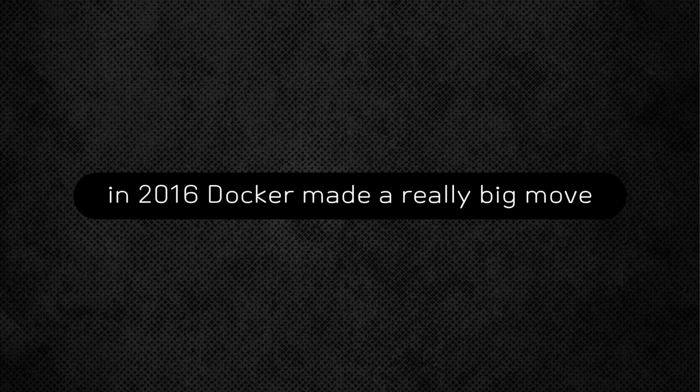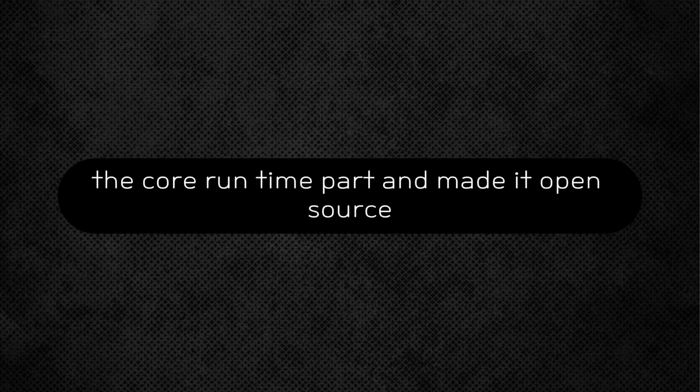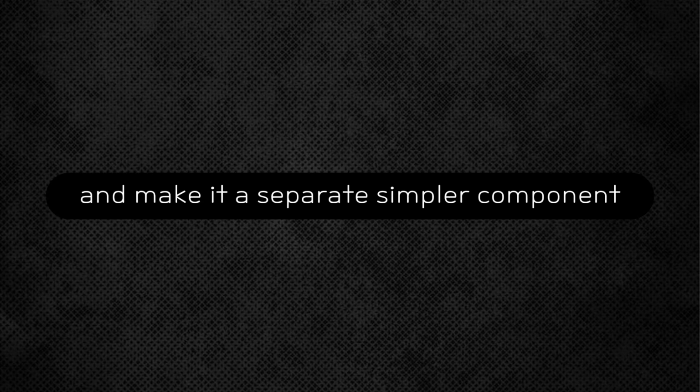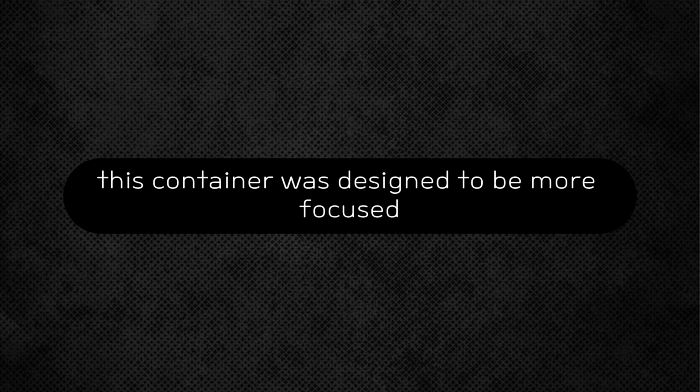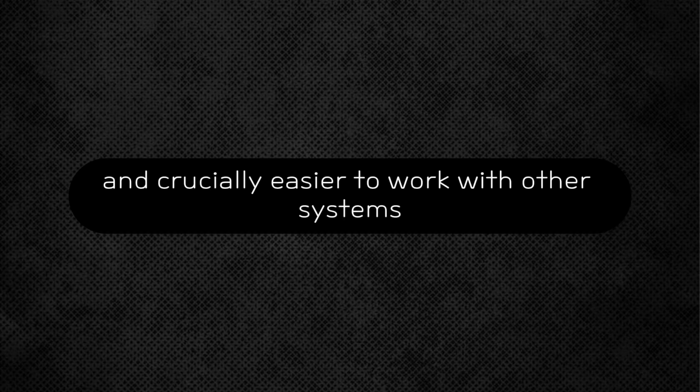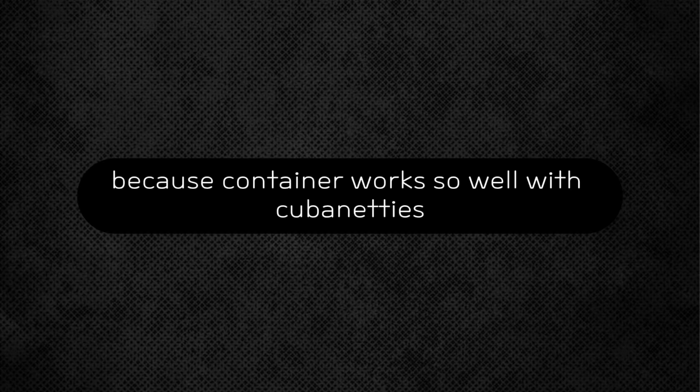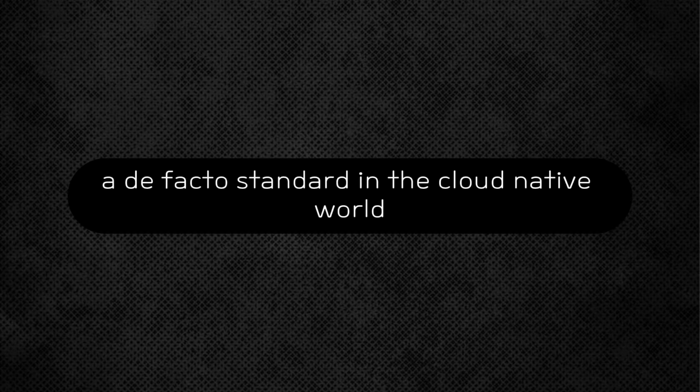And here's where it gets really interesting. In 2016, Docker made a really big move. They took containerd, the core runtime part, and made it open source. So they spun it out. Kind of. The idea was to take the core piece of Docker that actually runs containers and make it a separate, simpler component. containerd was designed to be more focused and, crucially, easier to work with other systems, especially Kubernetes. And over time, because containerd works so well with Kubernetes, it has really become a de facto standard in the cloud-native world.